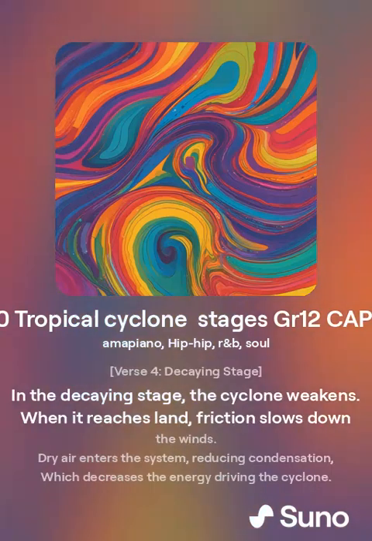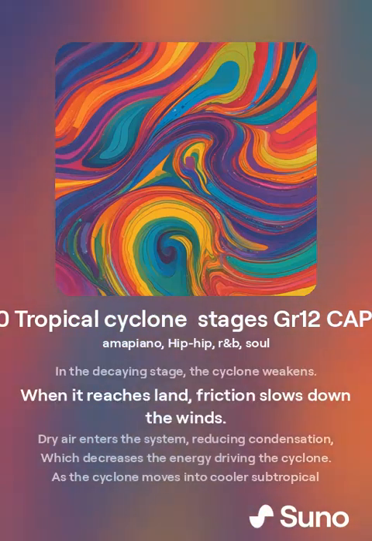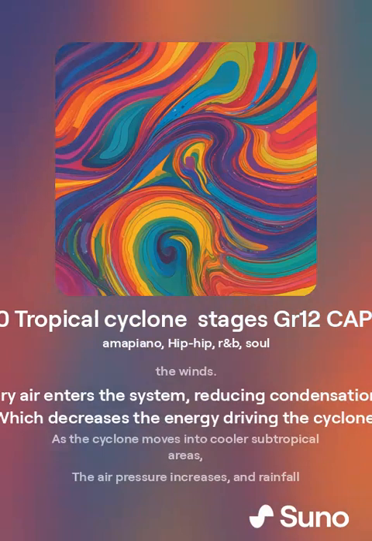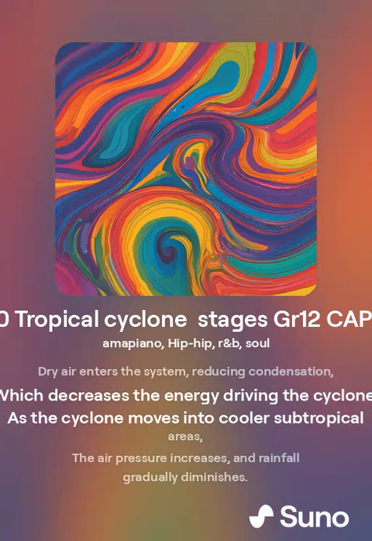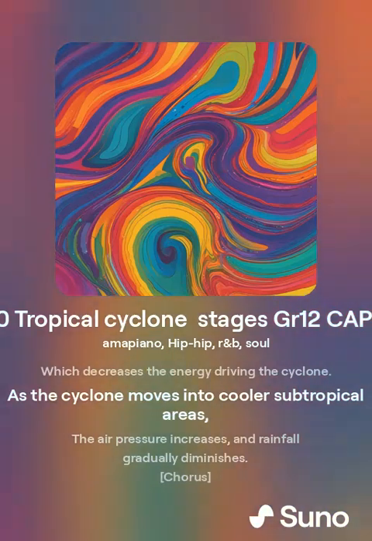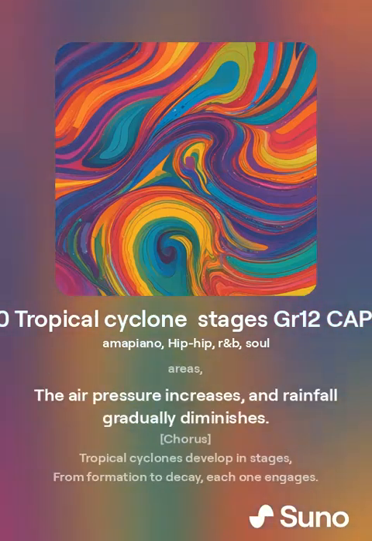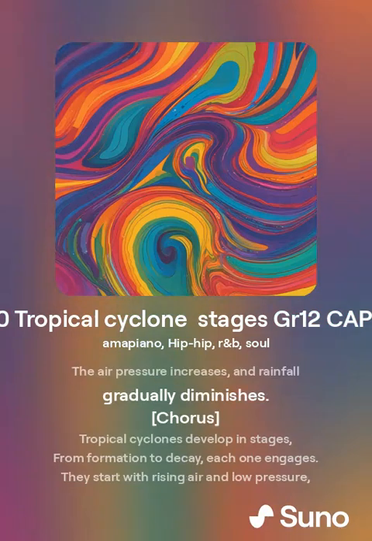In the decaying stage, the cyclone weakens. When it reaches land, friction slows down the winds, and dry air enters the system, reducing condensation, which decreases the energy driving the cyclone. As the cyclone moves into cooler subtropical areas, the air pressure increases and rainfall gradually diminishes.